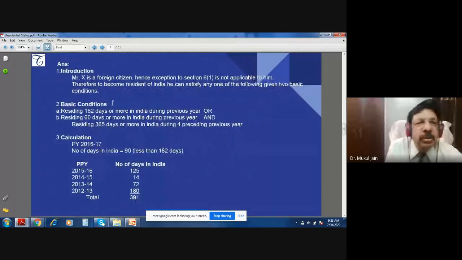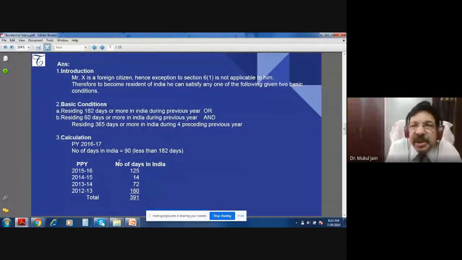So now how we will do the solution. Answer: Mr. X is a foreign citizen, hence the exception to section 6(1) is not applicable to him. Therefore, to become a resident of India, he can satisfy any one of the following two basic conditions. First of all, we have to determine whether he is resident or not. So he should be residing 182 days or more during the previous year, or 60 days plus 365 days in 4 previous years. So calculation: previous year 16-17, the number of days is given in the question.